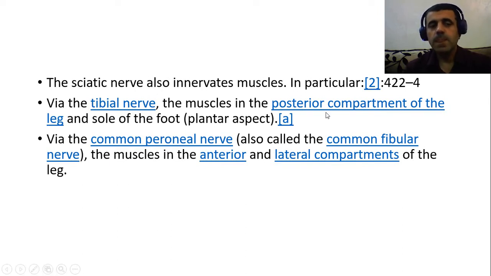Okay. The common peroneal nerve will supply the muscles in the anterior and lateral compartments of the leg. The muscles in the anterior and the lateral compartments of the leg are supplied by the common peroneal nerve.